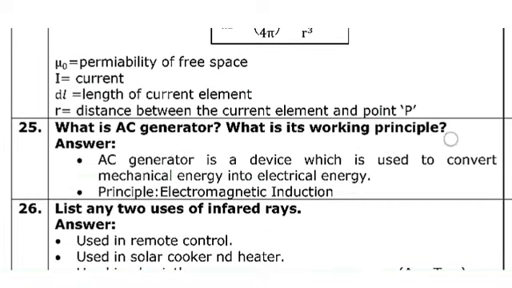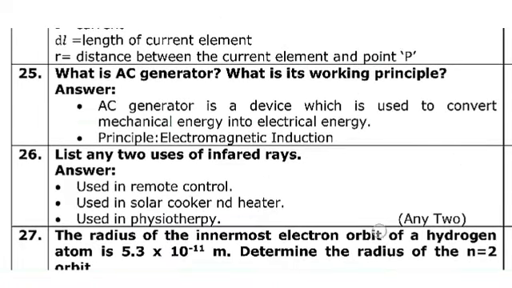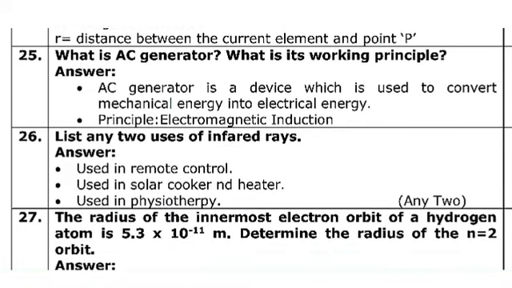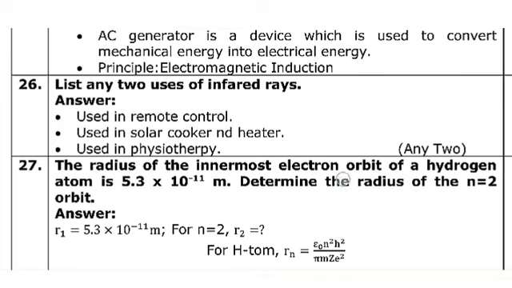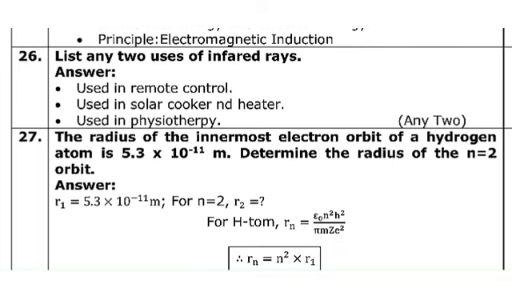Next, question number 25. What is AC generator? What is its working principle? AC generator is a device which converts mechanical energy into electrical energy. Principle of AC generator is electromagnetic induction, that is EMI. List any two uses of infrared rays. It is used in remote control and heater, in solar cooker, physiotherapy, etc.